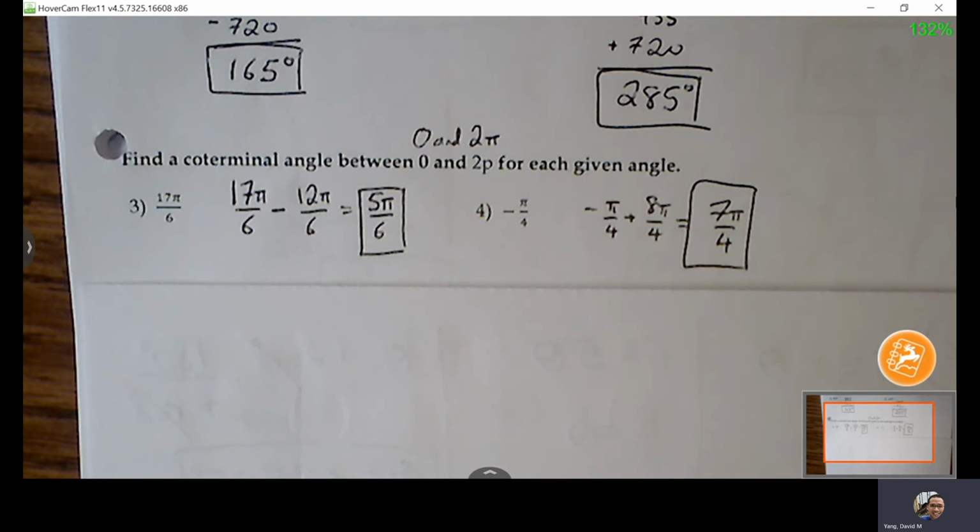Okay. Number 4, same idea. Negative pi over 4 is outside my interval, so I'm going to add 2 pi to get it to something that I can recognize. So that's 7 over 4. 7 over 4 is between 0 and 2. So that's a coterminal angle that we can keep.